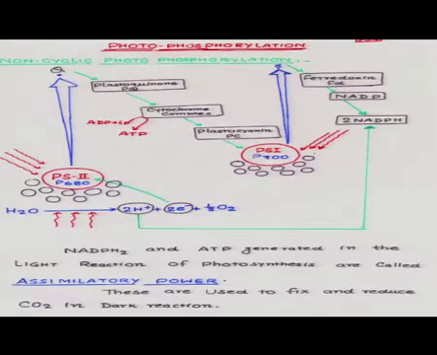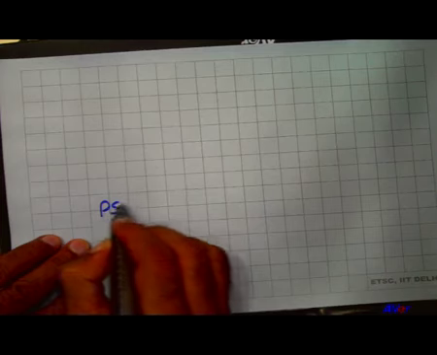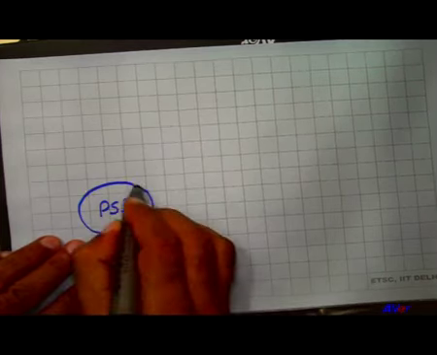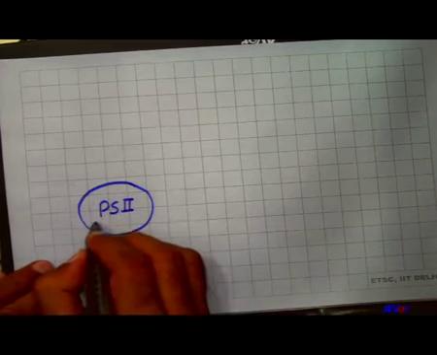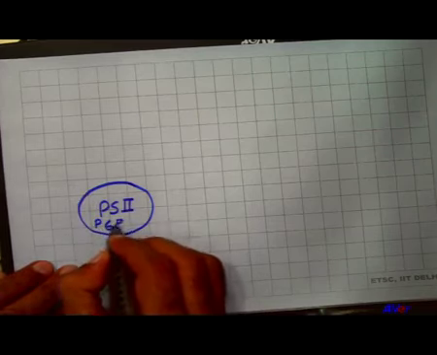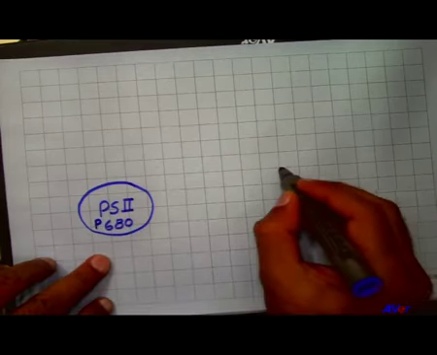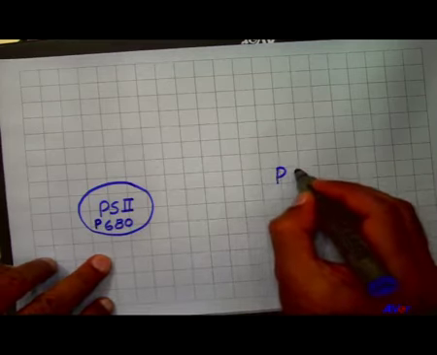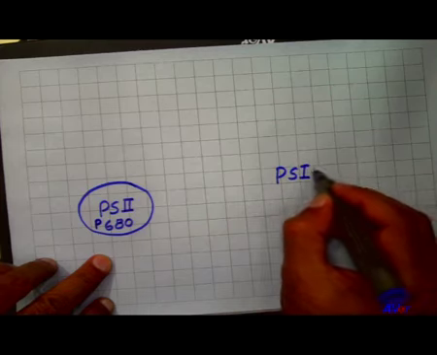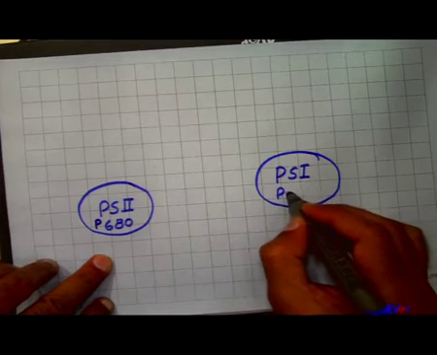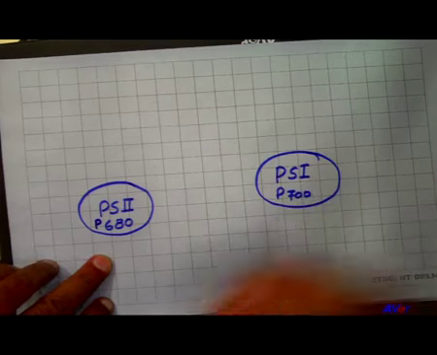In non-cyclic phosphorylation, two types of pigment system are involved, that is pigment system 2 that absorbs lower wavelength of light, that is P680, and another pigment system, that is pigment system 1, it receives maximum 700 wavelength of light.